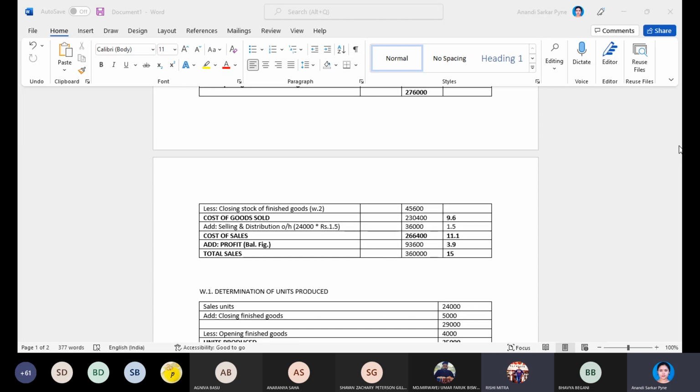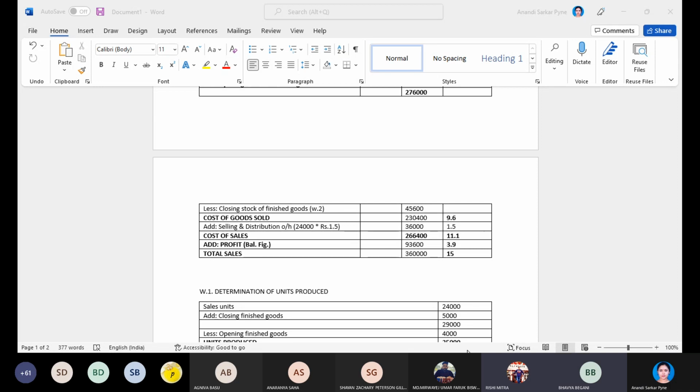What would be the difference in profit and value of closing stock of unsold goods if such stock is valued at simple average? So instead of LIFO, suppose this is simple average, what difference will it be? Ma'am, the 4,000 unit cost is coming 9 rupees per unit.